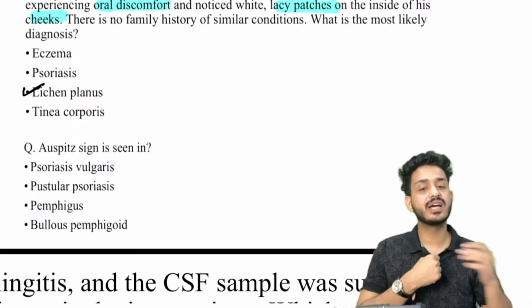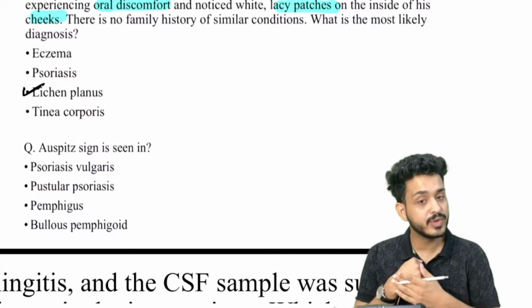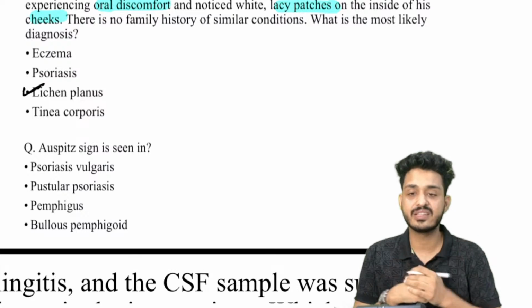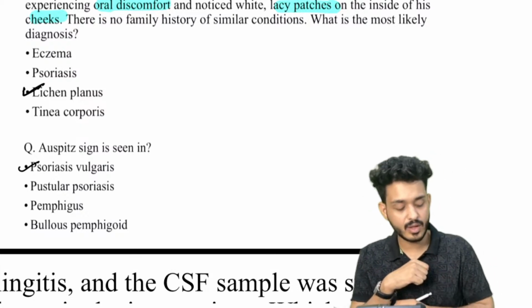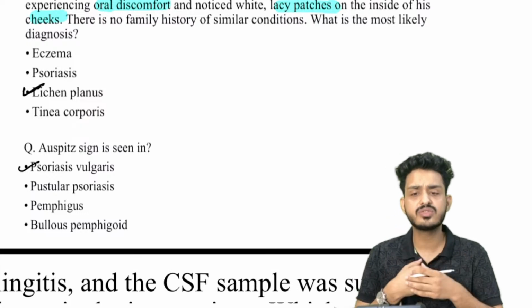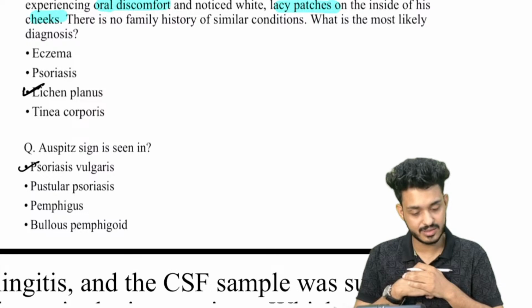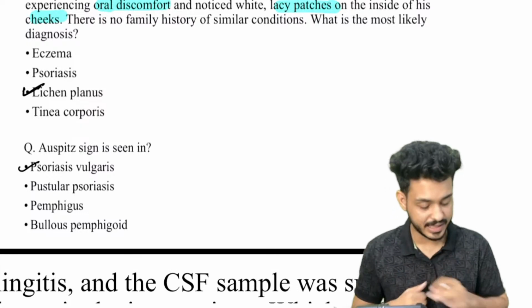Right now we have seen that we have a bond of ring. We have Berkeley's membrane. When we remove the Berkeley's membrane, what will happen? You will have pinpoint bleeding. That is known as Auspitz sign. So Auspitz sign is present in psoriasis vulgaris. Pustular psoriasis will have lots of pus, so you are not able to see the sign. Pemphigus and bullous pemphigoid we will discuss in the subsequent slides.